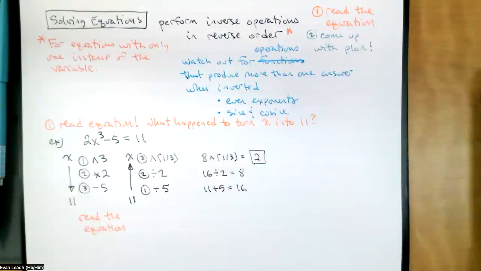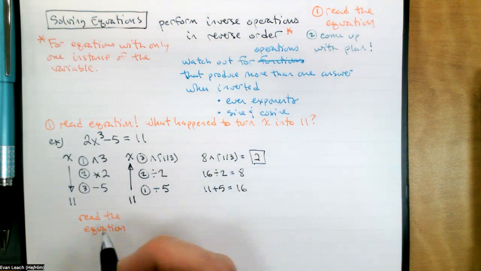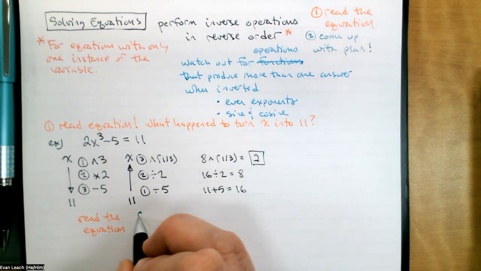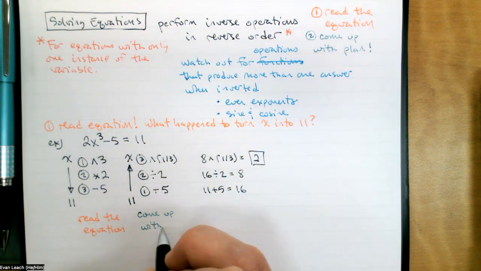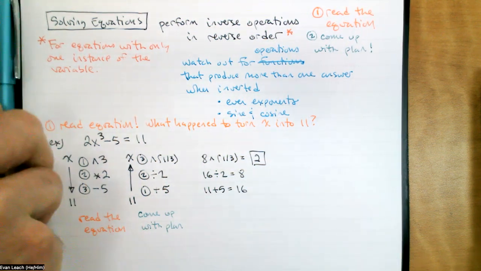I picked this one because I knew the answer was going to be a 2, so I could do all the calculations just by looking at it. But here we read the equation. This part here is we come up with a plan. And then over here, we are executing the plan.